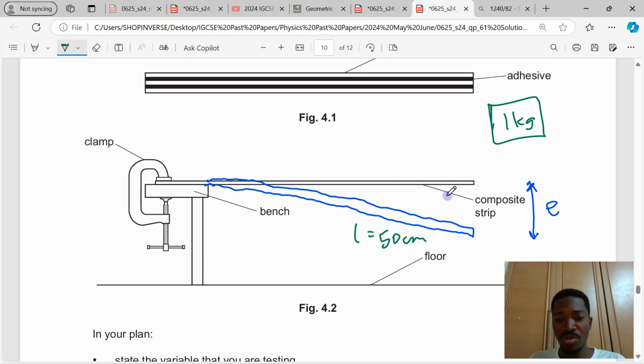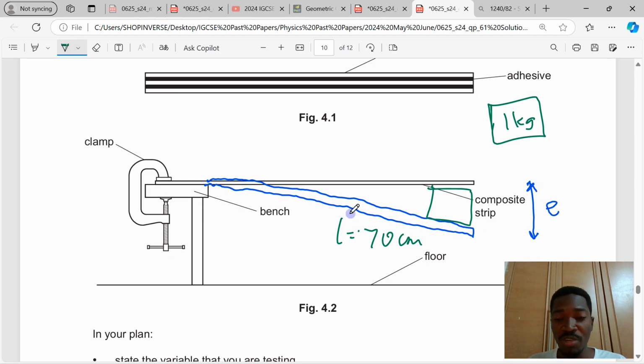Load that wood, put that wood here. Measure the extent of bend, then remove that wood, put another wood of length probably 60 centimeters. Put the load, check the extent of bend, remove that load, remove the wood, replace the wood with another one having length 70 centimeters. Continue to increase the length of wood and check the extent of bend.